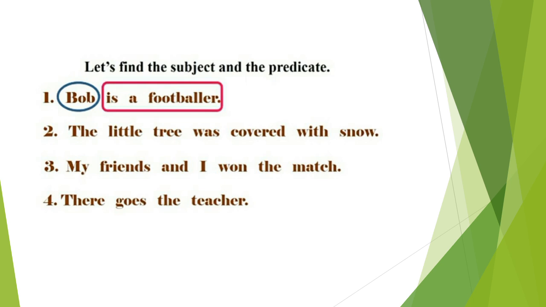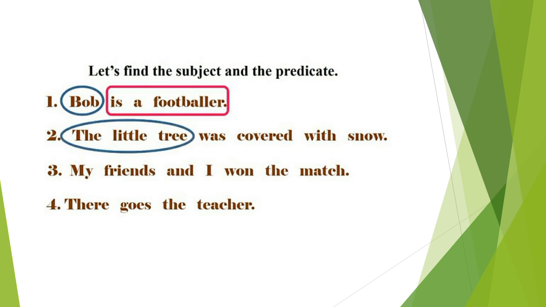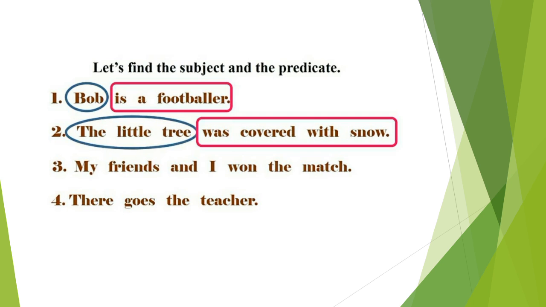Next sentence, the little tree was covered with snow. That means हम किसके बारे में बात कर रहे हैं? The little tree. तो the little tree हमारा क्या हो गया? Subject. Very good. And was covered with snow. That means हम जो little tree जो हमारा subject उसे हम define कर रहे हैं, तो वो हमारा क्या हो गया? Predicate. Very good. Move on to the third example, that is my friends and I won the match.